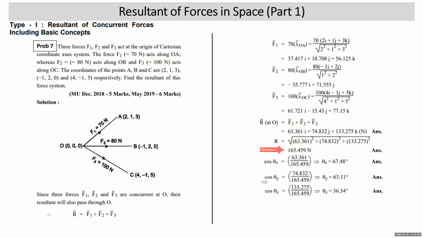If you want to find the three angles the resultant makes with the x, y, and z axis: cos theta x is fx upon f. Substitute the value of fx, substitute the value of f. You get theta x by taking cos inverse. Cos theta y is fy upon f. Cos theta z is fz upon f. Substitute the value of fz and the value of f. Here fx, fy, fz, all three were positive. If any of the components is negative, you have to substitute the negative value in these calculations. So this way, we found the magnitude of the resultant and the angles the resultant makes with the x, y, and z axis. Let's move to the next sum.